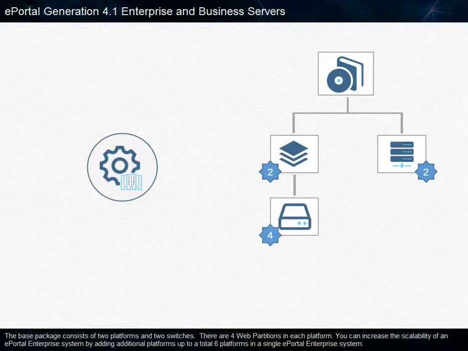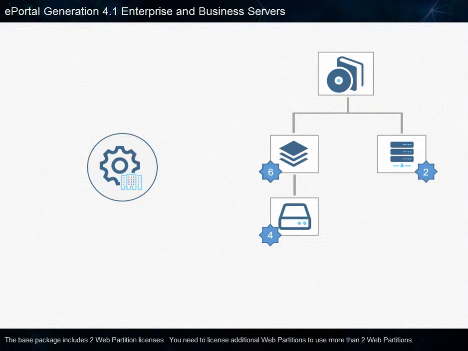You can increase the scalability of an ePortal Enterprise system by adding additional platforms, up to a total of 6 platforms in a single ePortal Enterprise system. The base package includes 2 web partition licenses. You need to license additional web partitions to use more than 2 web partitions.